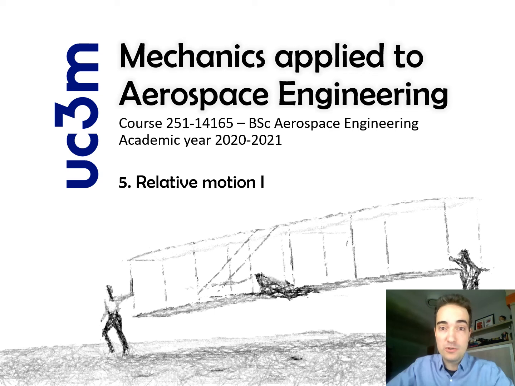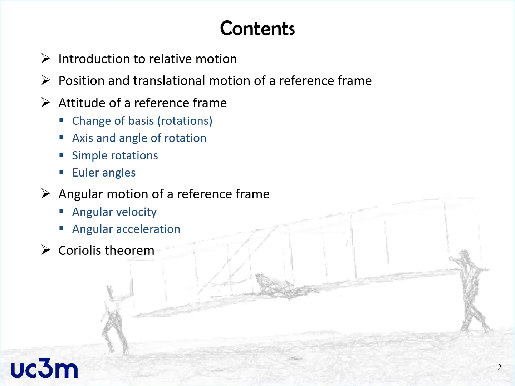Welcome again to this course on mechanics applied to aerospace engineering. This will be the first of 2 lectures dedicated to relative motion. After a quick introduction to relative motion, we will discuss how to describe the position and the attitude of one reference frame with respect to another. In this second aspect, we will cover a number of points which are particularly important.